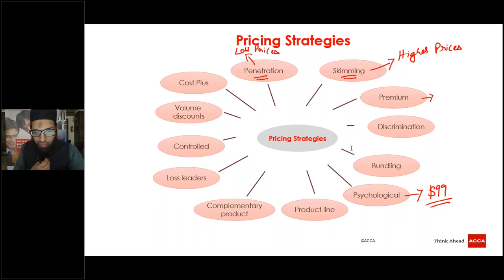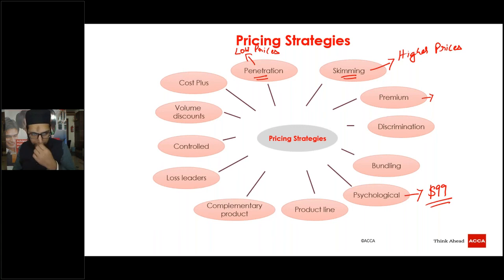Then product line pricing, in which we see the whole complete line of the product. We also have the pricing strategies of complementary product pricing, loss leaders, control, volume discounts, and most importantly, cost plus. So these are all the pricing strategies. So this is it on the pricing topic.